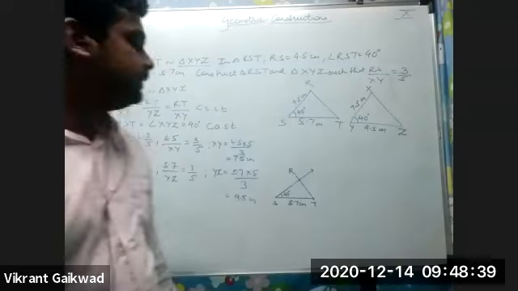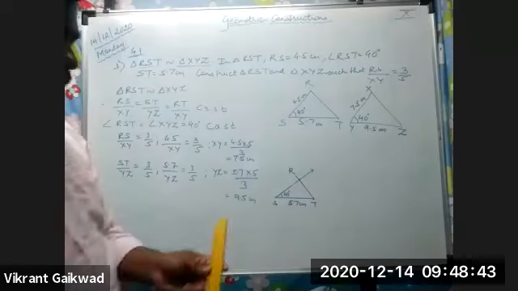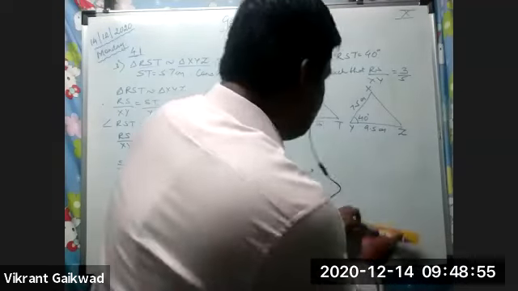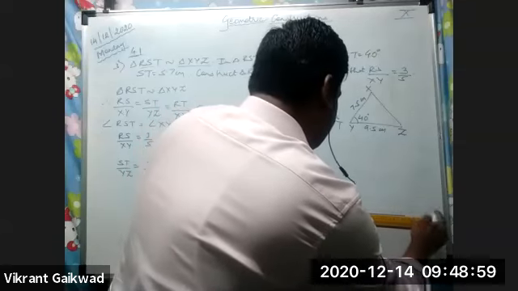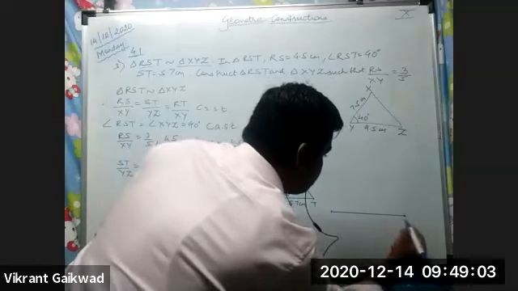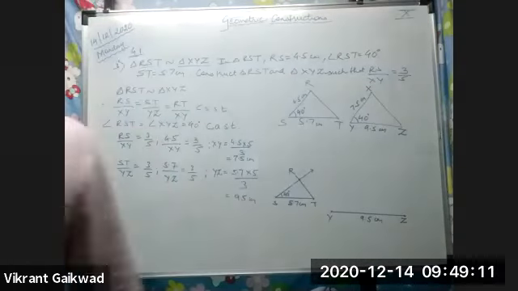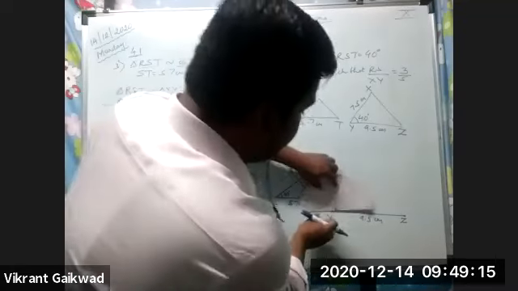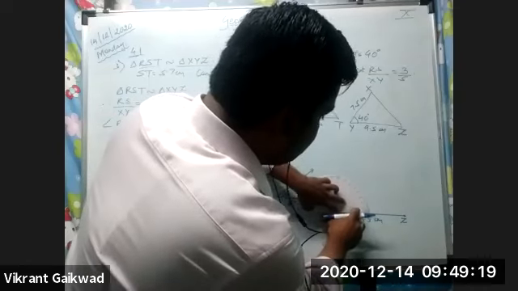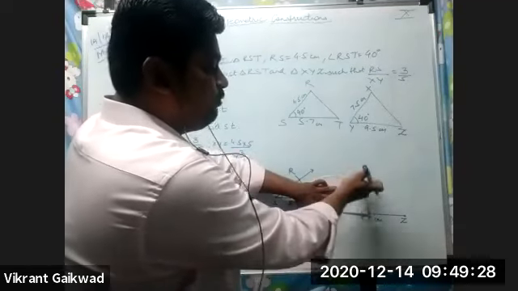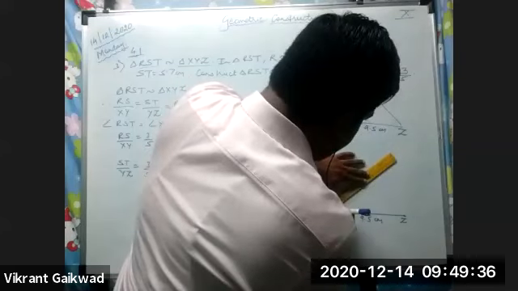Now to the second part. Construct triangle XYZ. Again, the same thing. Draw the base YZ as 9.5. Then you take your protractor, keep the midpoint of the protractor at point Y, and start marking 40 degrees from the right hand side: 0, 10, 20, 30, 40. So 40 degrees you have marked. Join that point with Y and extend the line.